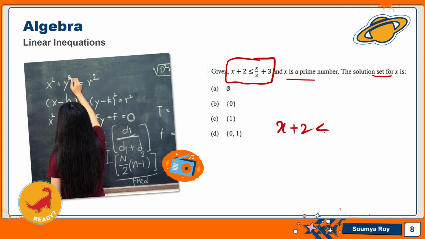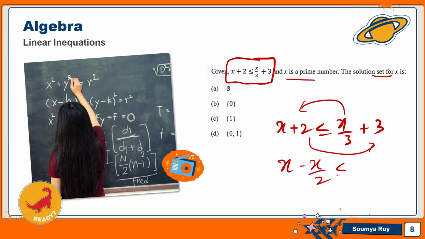x plus 2 less than equal to x by 3 plus 3. So what will happen, we are going to take this term to this side and 2 to this side. So x minus x by 3 less than equal to, I'm not going to change the sign, 3 minus 2. If you do the subtraction, you'll be getting 2x by 3 less than equal to 1, and x less than equal to 3 by 2, as you just do in a linear equation. That same thing you do here, no issues. So what I get is x less than equal to 2.